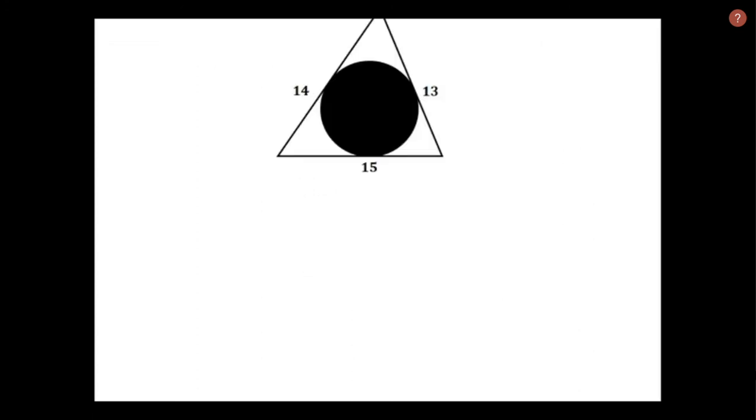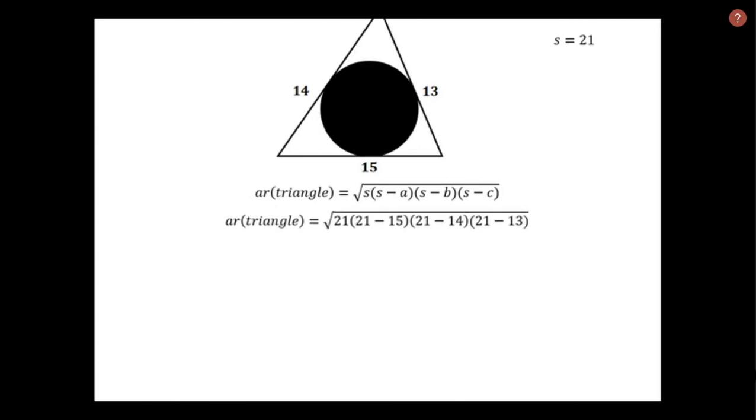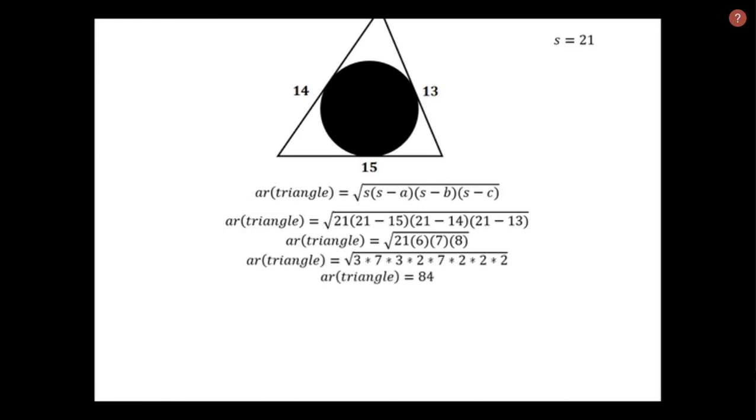Now we come back to the triangle and I will show you a formula. The formula is used to find the area of the triangle when all the sides are given. Here S is the semi perimeter of the triangle, where S is (a plus b plus c) by 2, and in our case that is equal to 21. Now we put in the values. So the area of the triangle is equal to the square root of 21 times (21 minus 15) times (21 minus 14) times (21 minus 13). Now we simplify that, and we get the area of the triangle is equal to 84.